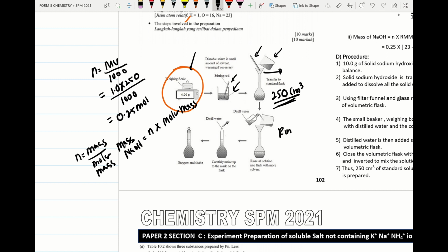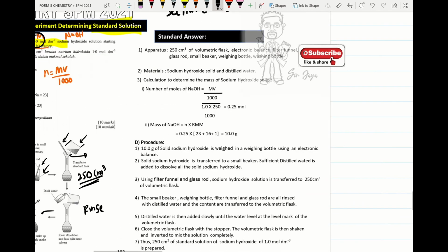Then we must rinse the filter funnel, glass rod, and small beaker with distilled water, and transfer the solution into the volumetric flask to ensure all the sodium hydroxide solution is transferred. Then distilled water is added until the water level reaches the graduation mark of the volumetric flask. Then we close the volumetric flask with a stopper, and shake and invert it to mix the solution well. All right, so the answer is given here.